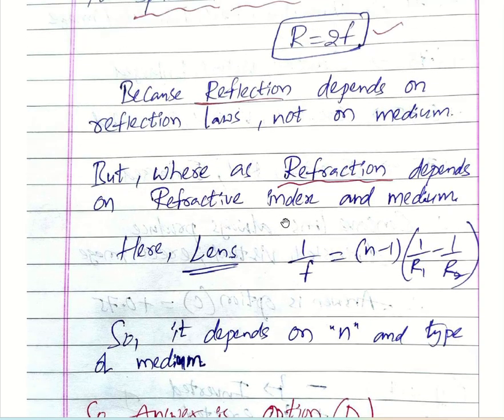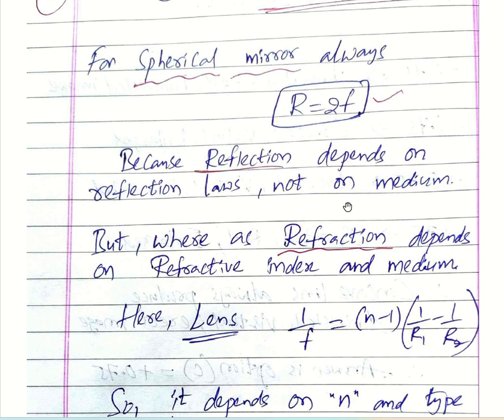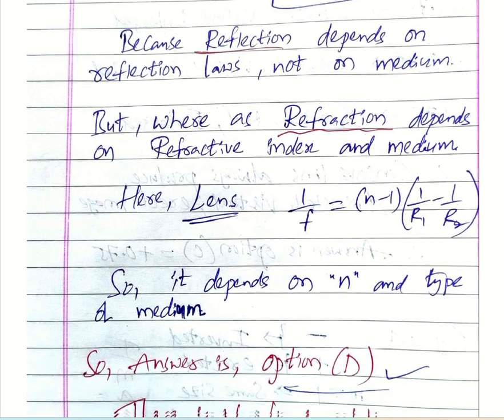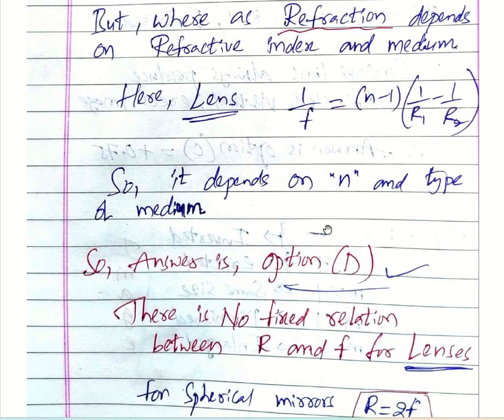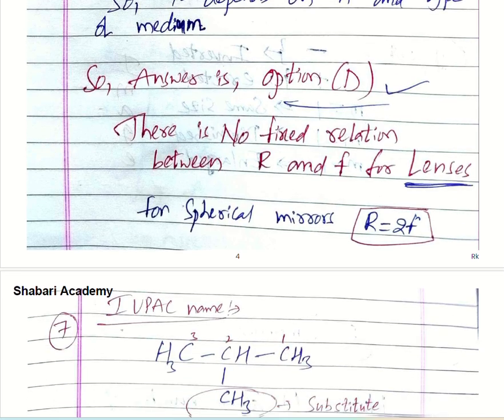So it always depends on the refractive index and the medium. But coming to reflection, it does not depend on the medium; it depends on the law of reflection, where the angle of incidence is equal to the angle of reflection. So that's why in this case the relation between r and f is fixed. Many people choose r equal to 2f, but this is true only for mirrors, and he is asking about lenses. The correct option is D. There is no fixed relation between r and f for lenses. It depends on the medium and the refractive index.